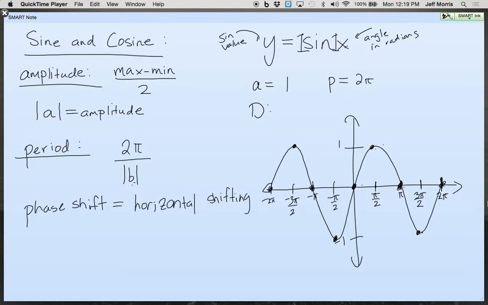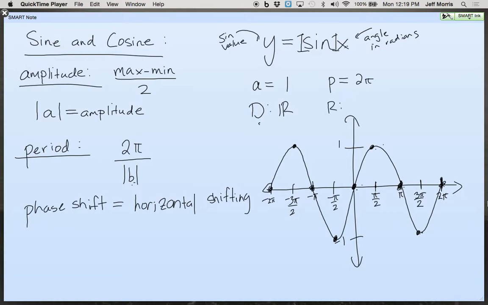Which brings up the domain. Since it does go on forever, have I ever told you you can't take the sine of a negative? No. We got sine of negative numbers over here. Have I ever told you you can't do the sine of 0? No, sine of 0 is 0. Have I ever told you you can't do the sine of positives? Therefore, what's the domain? It is all numbers. It will go on forever.